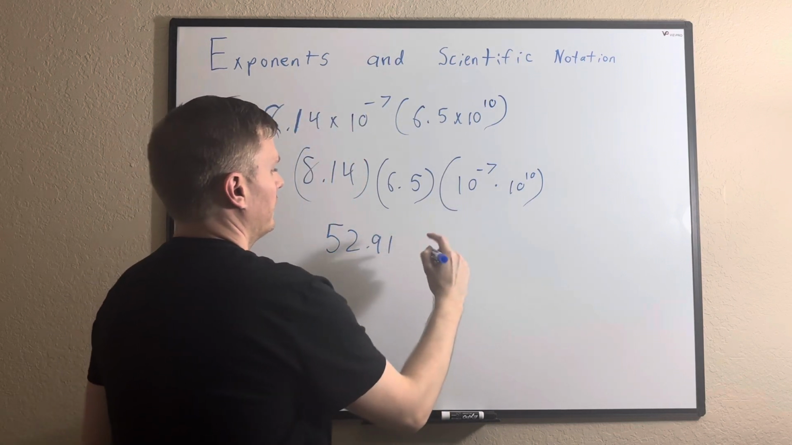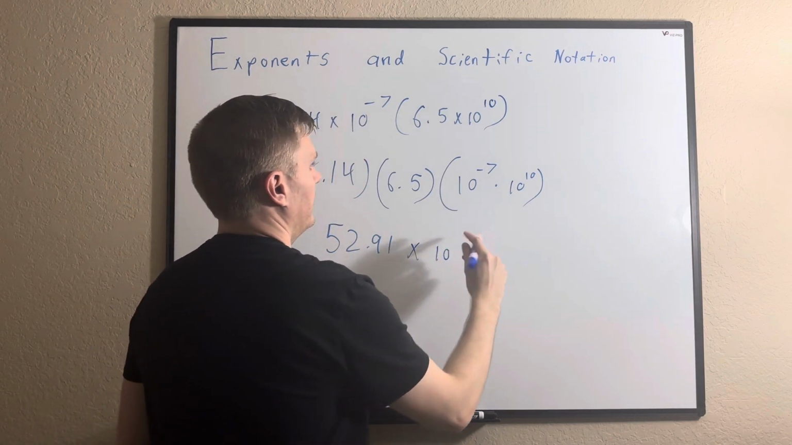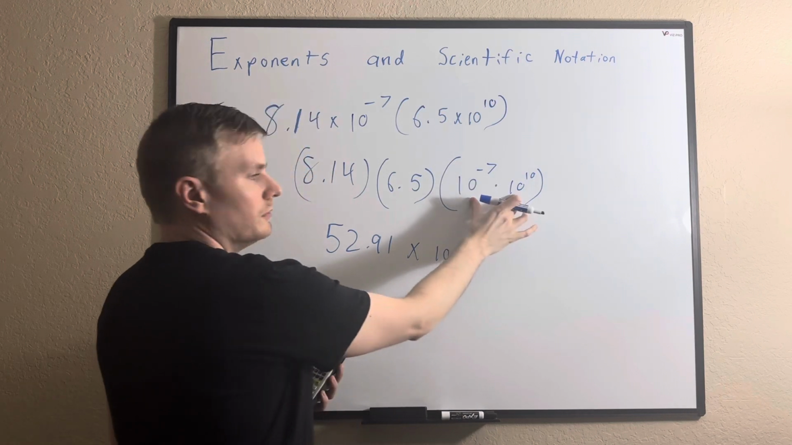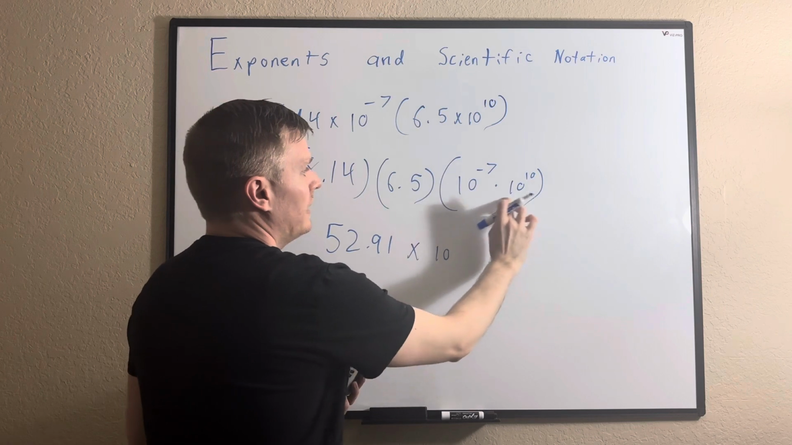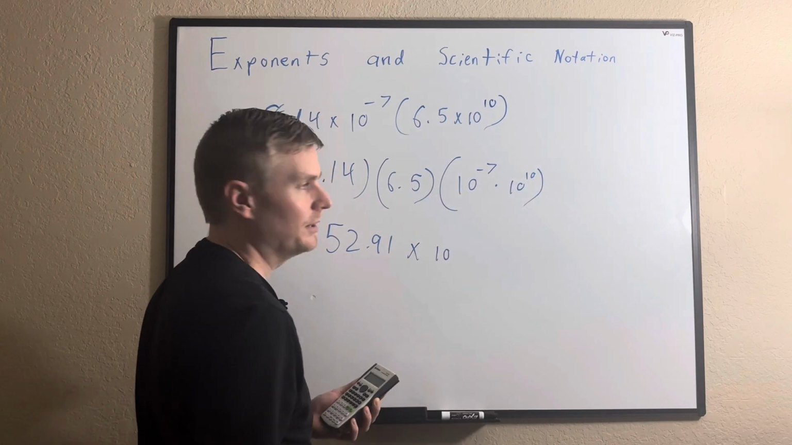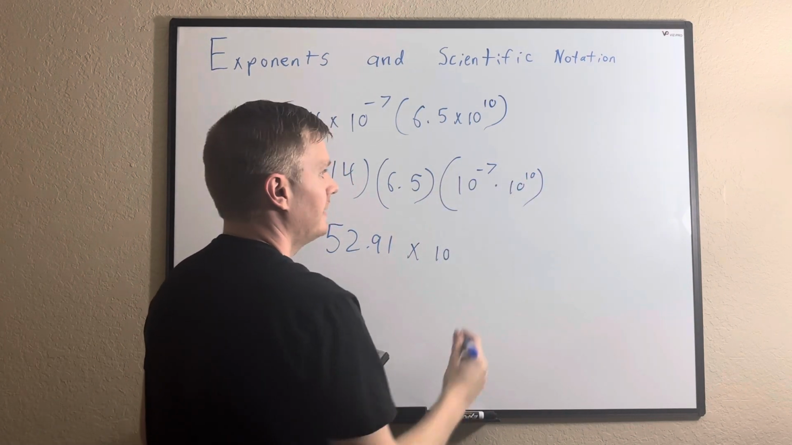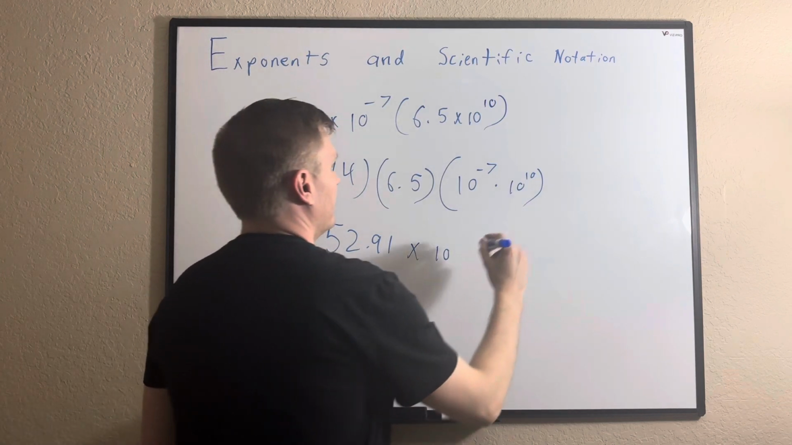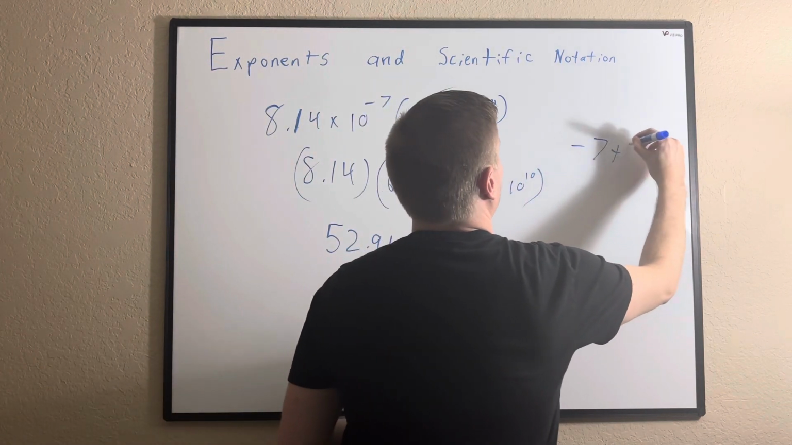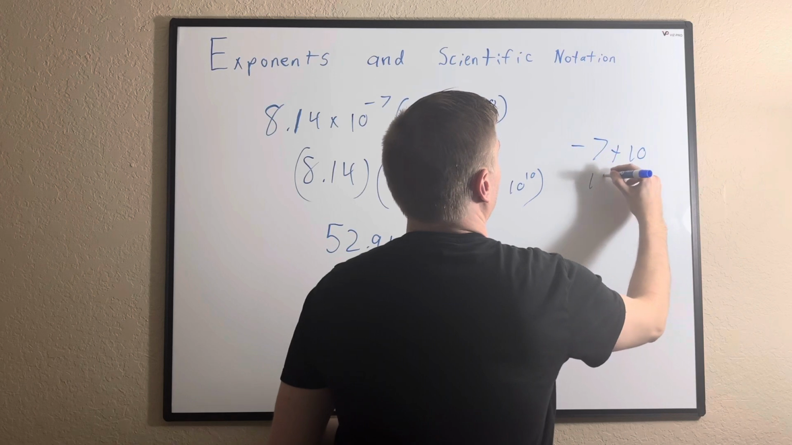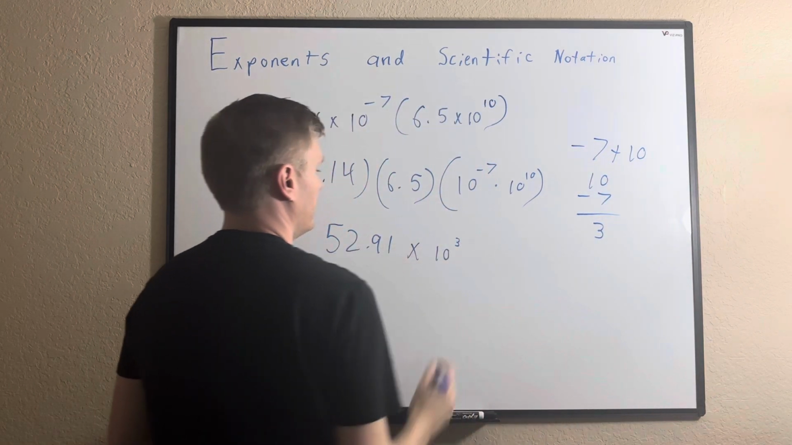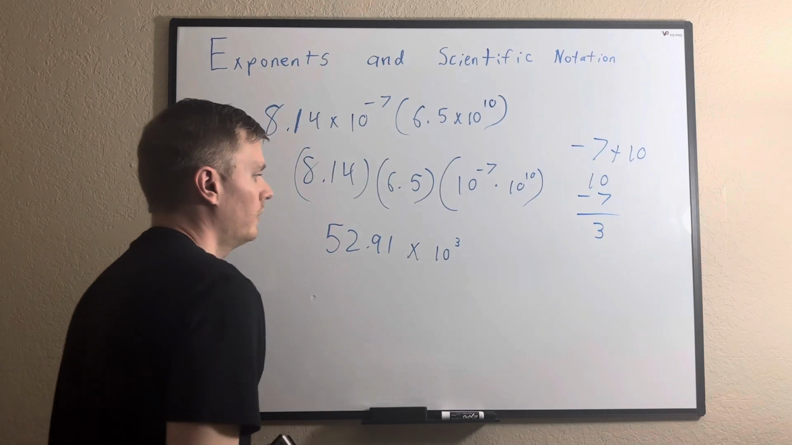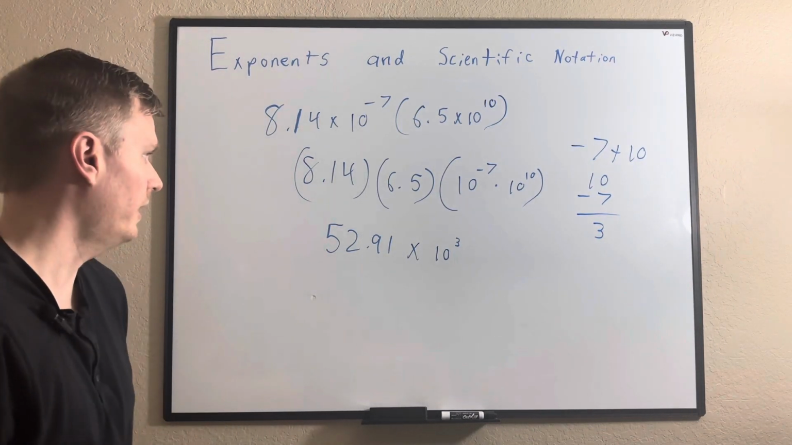What about this part here? Times 10 to the what? Well, we've been doing this whole video. Same base, right? So we can just add those exponents together. Negative 7 plus 10, also known as 10 minus 7, just 3. 52.91 times 10 to the third power.